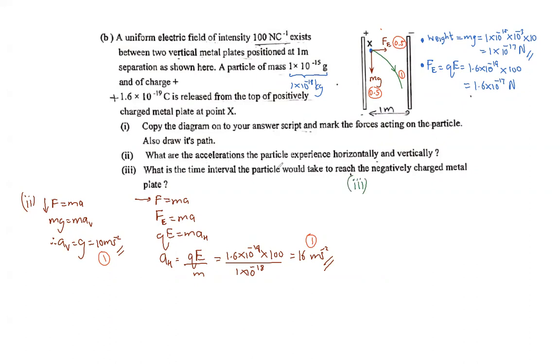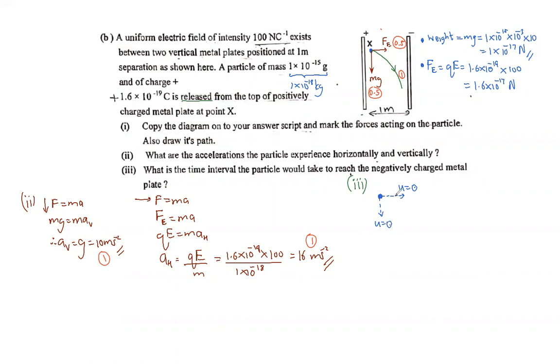What is the time interval the particle would take to reach the negatively charged metal plate? Horizontal. It's starting from rest. Is it released? Released. So its initial velocity is 0. The particle's initial velocity is 0, and it has acceleration in both directions. That's a very interesting question. Unlike the projectile motion questions, its initial velocity, horizontally and vertically, both are 0. Remember, initial velocity horizontally it is 0, vertically also it is 0.